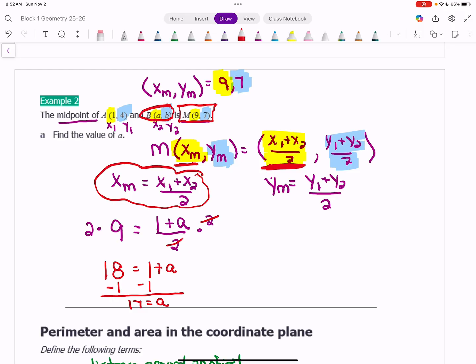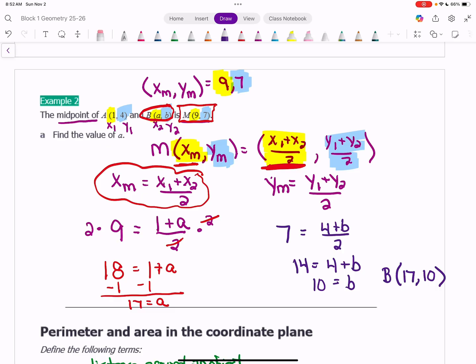You're going to do the same thing with the y values. You know that the midpoint of the y value is 7, and we've got 4 plus b divided by 2. I realize it's only asking for the value of a, but we might as well find the whole coordinate pair. Cross multiply or multiply both sides by 2. You get 14 equals 4 plus b, or b equals 10. All right, so your endpoint that was missing, point B, is 17 comma 10.